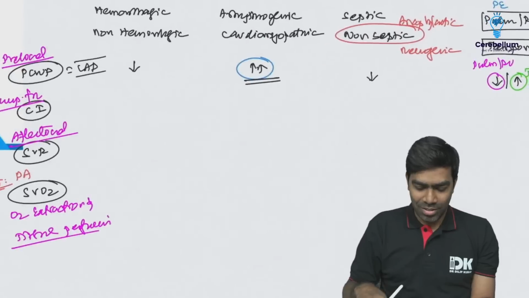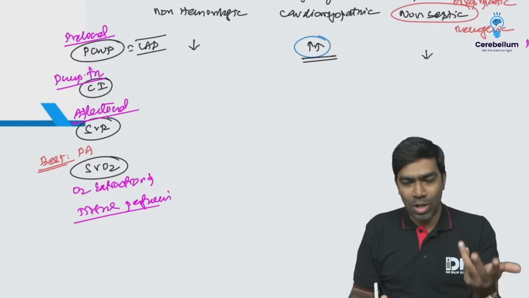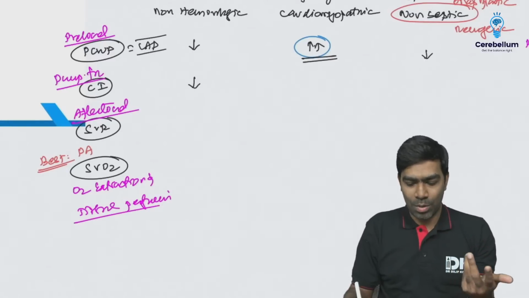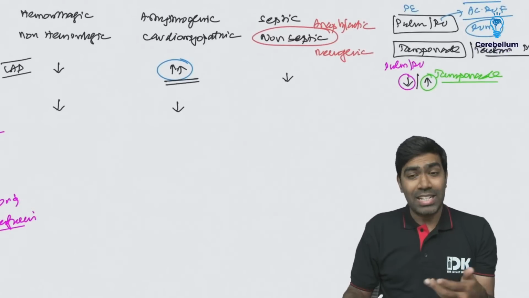That's it. So what about cardiac index? Cardiac index in patients with hypovolemic shock generally will be decreased. There is no doubt about that. What about cardiogenic shock? It will be decreased. Okay, what about distributive shock?